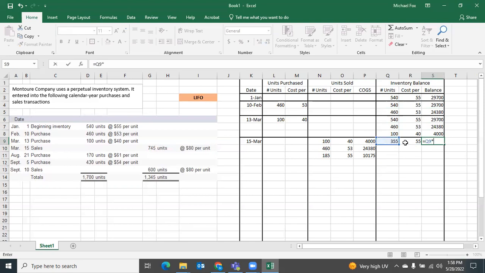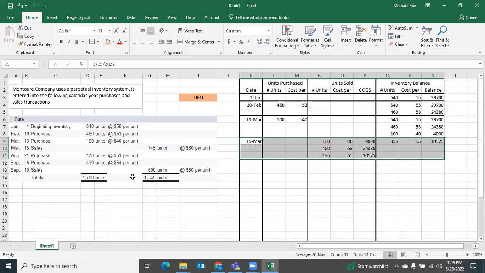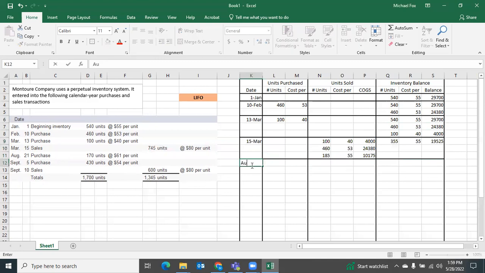Okay, so all we're really doing is we're saying that when they sell stuff, it is the newest units that they're selling, the ones that they most recently purchased. That's it. All right, August 21st, they have a purchase of 170 units at a cost of $61 per unit. So now they'll have 355 of the $55 units, and they'll have 170 of the $61 units.